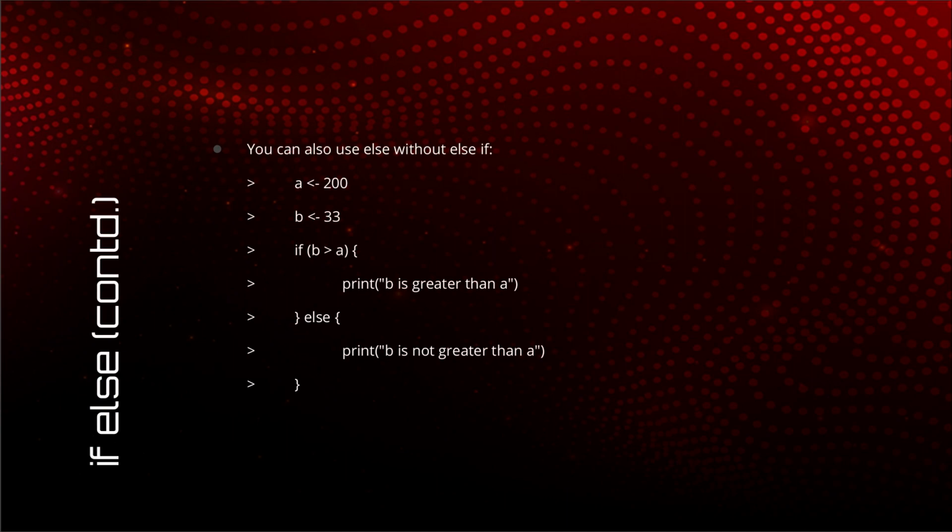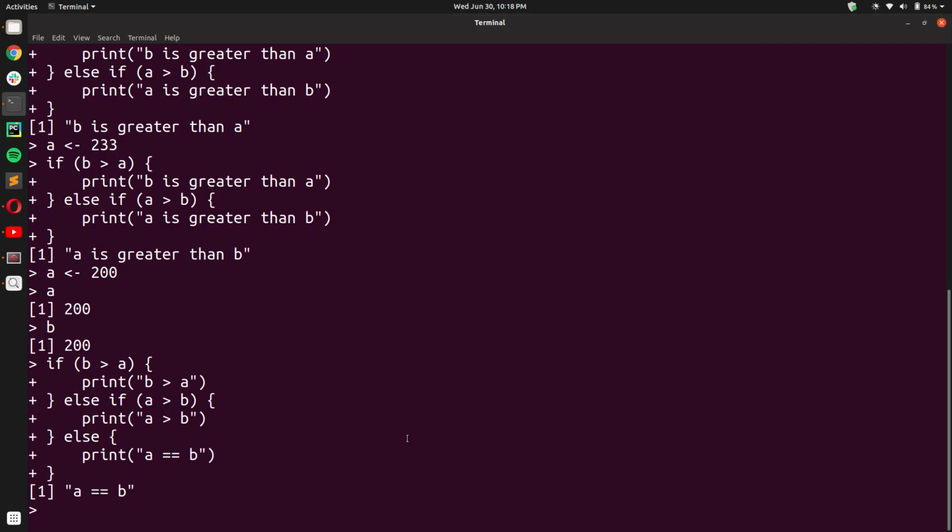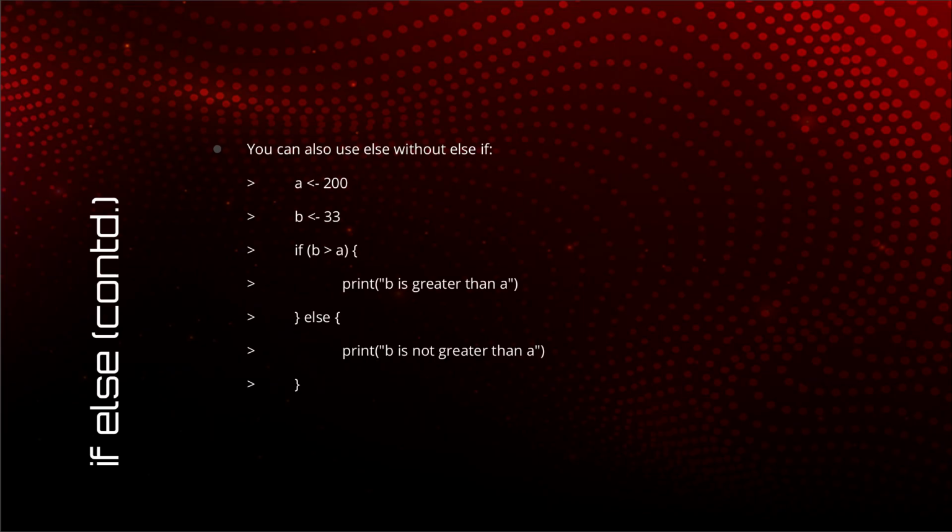Okay, so in our previous example, we saw that we had the if condition b greater than a and the else if condition a greater than b. We can have the if statement directly followed by the else statement. The else if statement is not mandatory, and it is fine if you exclude that, as I've shown in this example here.